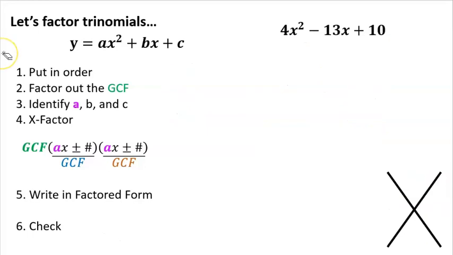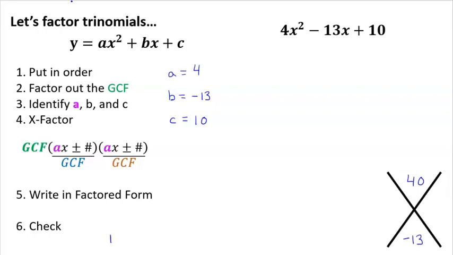All right, we've got 4x squared minus 13x plus 10. Is there a number that goes into each one? No. Is there a letter that goes into each one? No. And so from here, I'm going to identify A, B, and C. A is 4, B is negative 13, and C is 10. A times C is 40. And then B is going to go into the bottom.